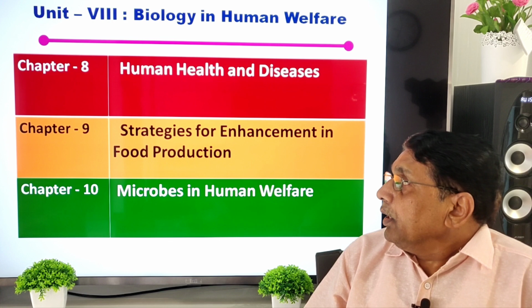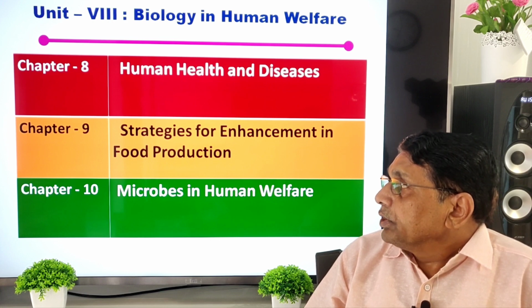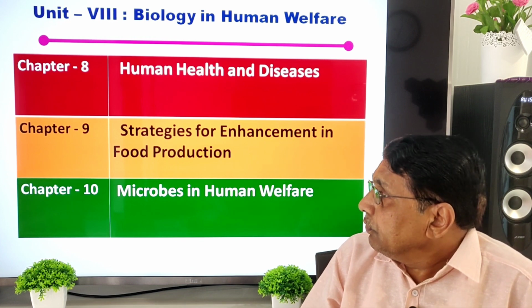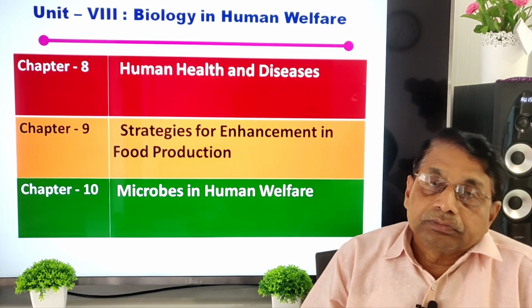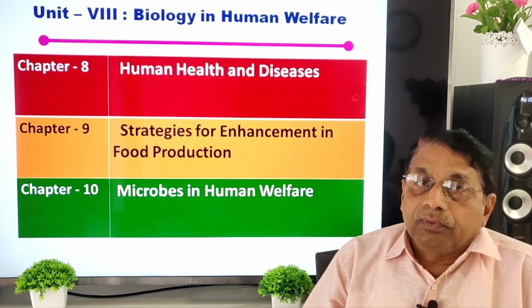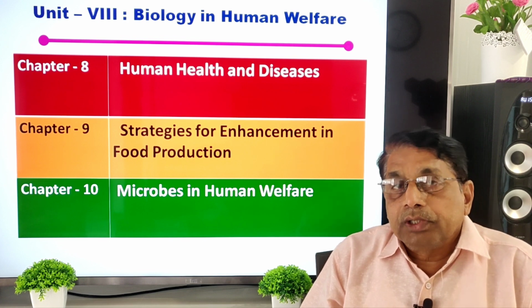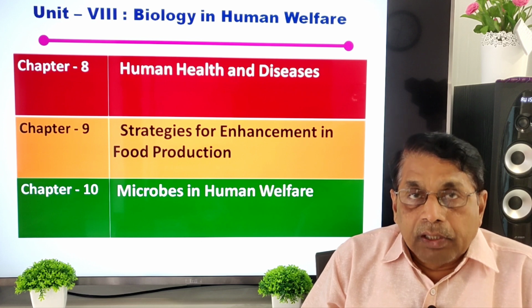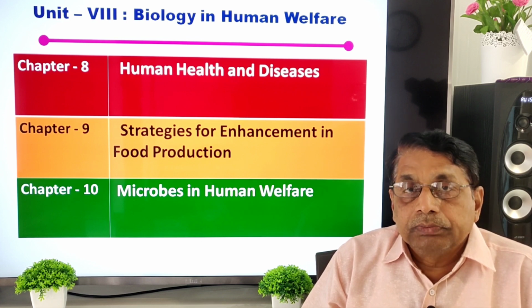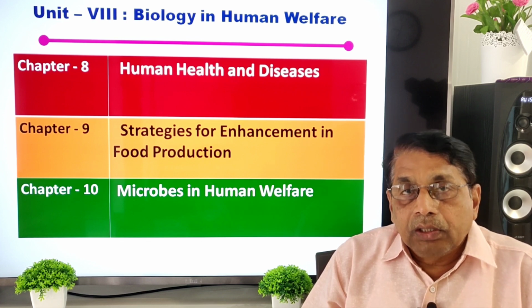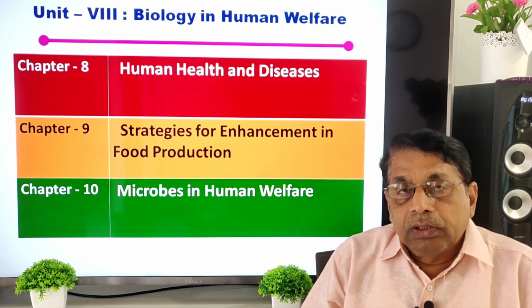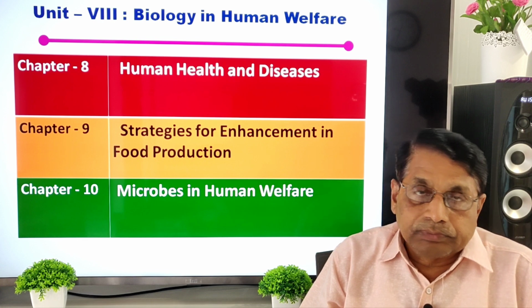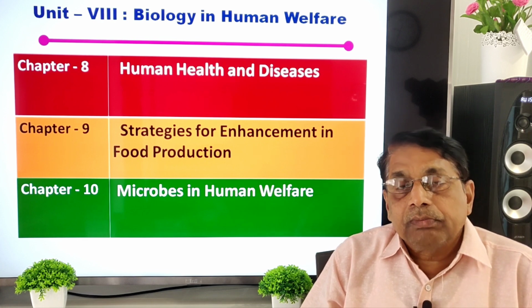Then chapter 9 describes strategies for enhancement in food production. We need the food because the human population is growing at a very high rate. Then in order to meet the growing population, we have to enhance the food production.